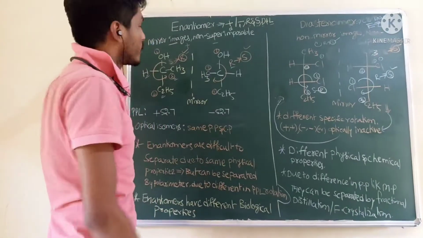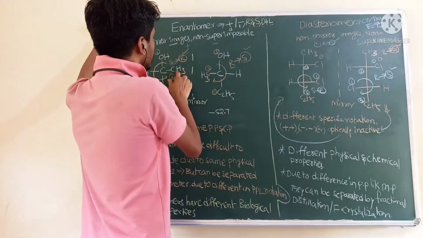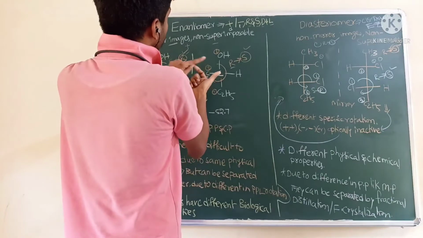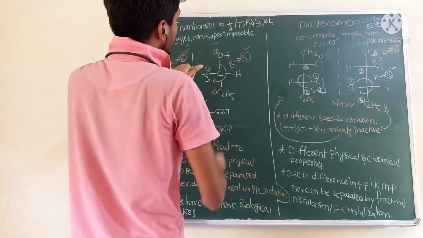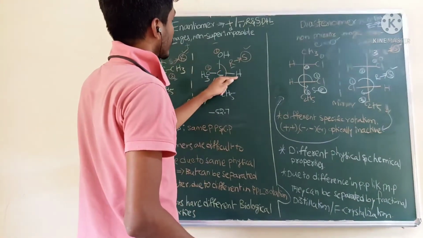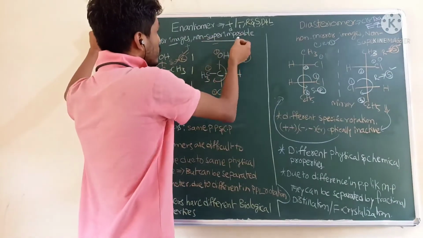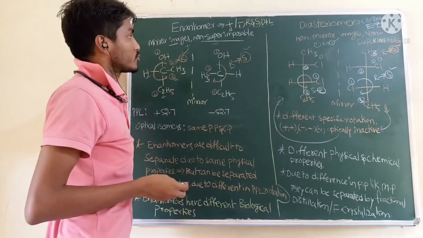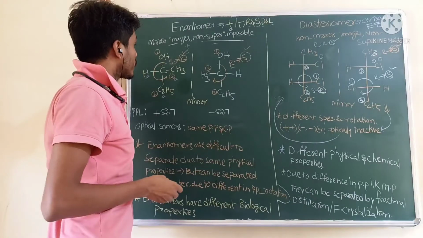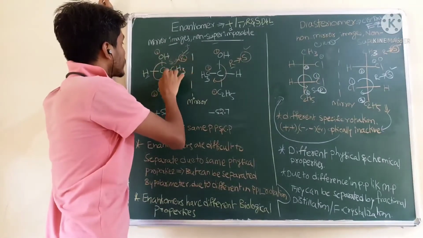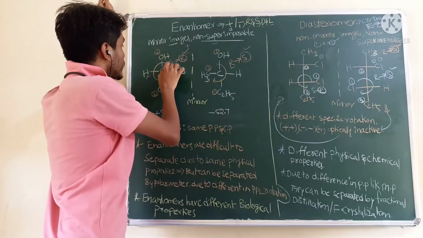But when you keep one structure on the other, this is CH3, CH3 is there, but here H is there. So this CH3 does not match with H. That's why these are non-superimposable. Okay, when you assign the configuration, this is 1, this is 2, this is 3.